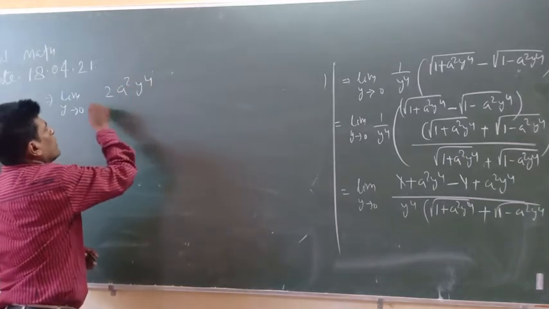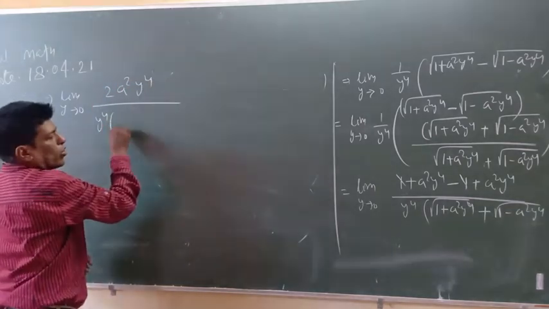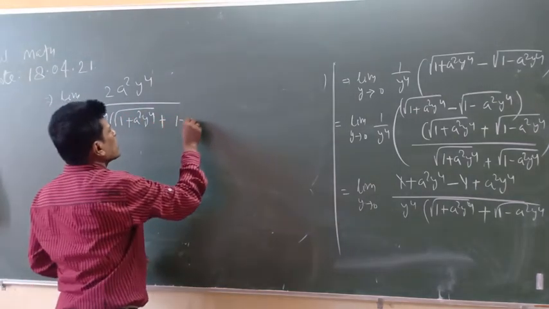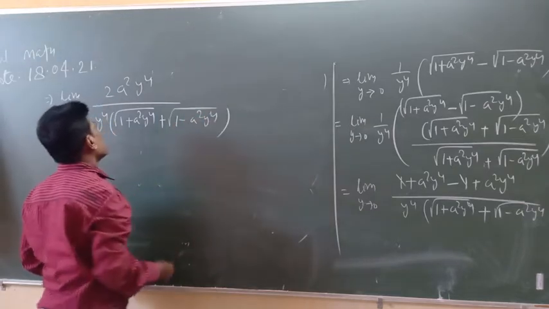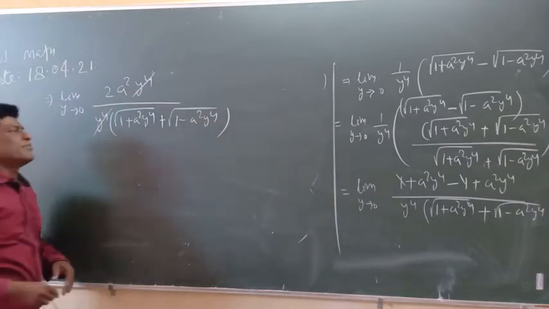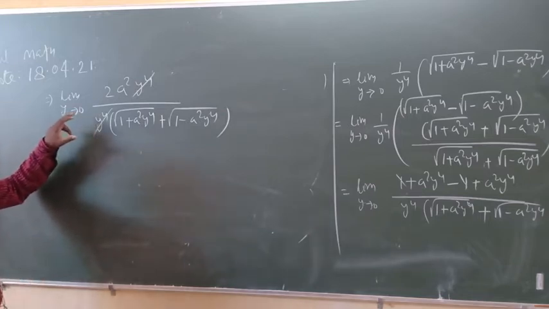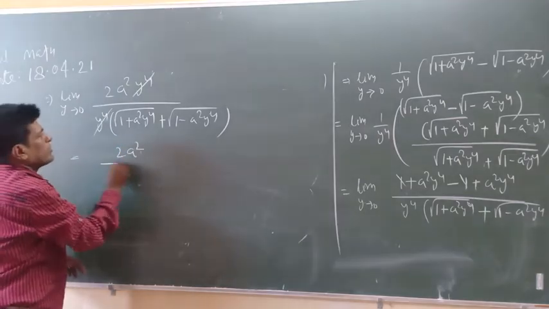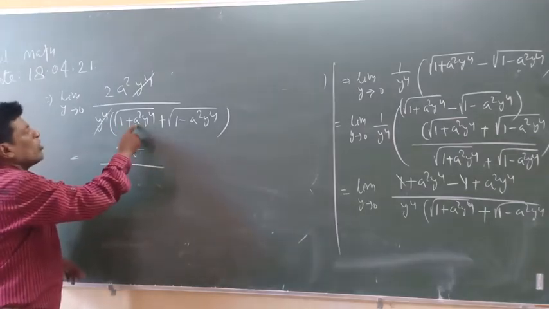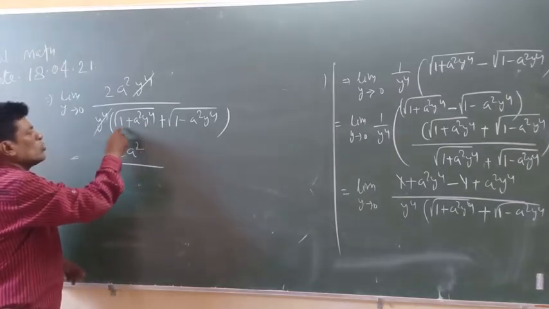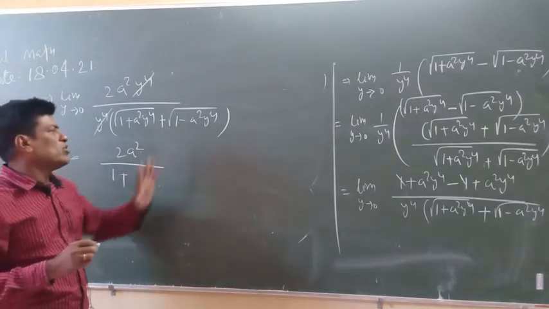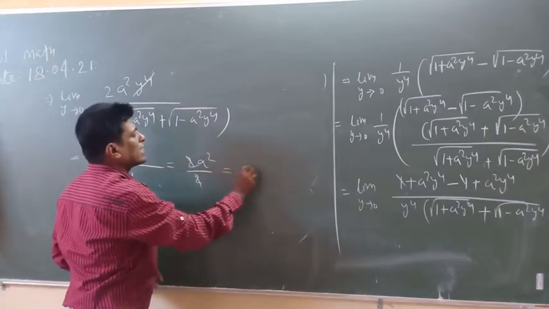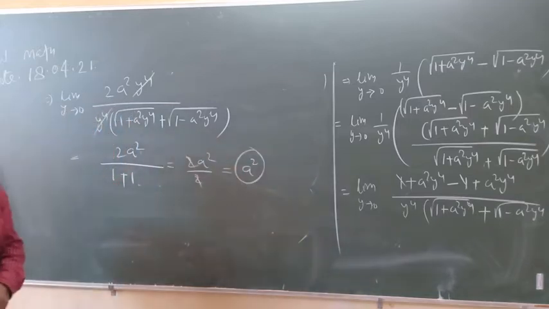and the denominator side is y fourth whole into the root of 1 plus s square y fourth plus the root of 1 minus s square y fourth. Here y fourth and y fourth cancel. Now put the value of y equal to 0. In the numerator side, that is 2 s square. Here y fourth is 0, s square into 0 is 0, root of 1 is 1. In the denominator, 1 minus 0 plus 1. That is 2 s square by 2, 2 cancels. The answer is s square.